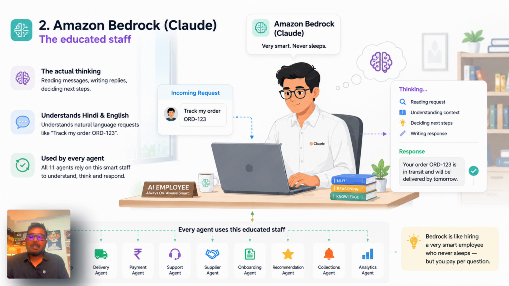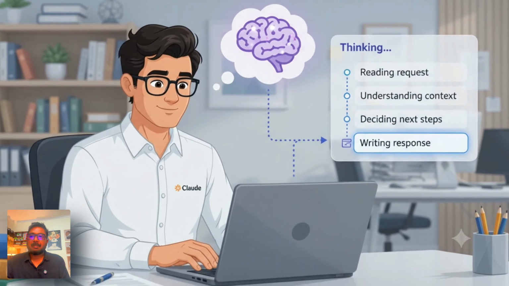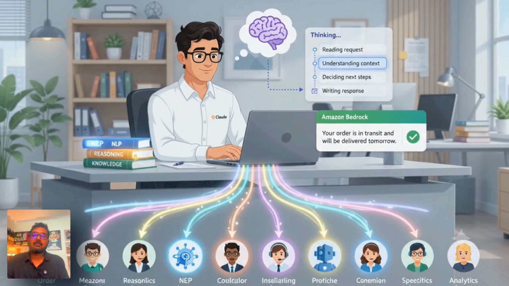Also, every different agent uses this educated staff. Like the order agent uses this. If an order comes in, then the order agent understands the context and the request from Bedrock Claude and gives a response back. Inventory agents understand everything from it. Delivery agents make a delivery on the basis of what the agent is talking about. The payment agent is also helped by Amazon Bedrock. So that is what we call the educated staff.